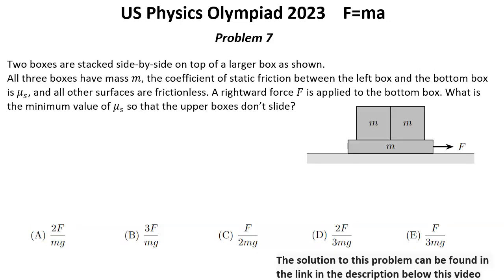Problem number 7. Two boxes are stacked side by side on top of a large box as shown. All three boxes have mass m. The coefficient of static friction between the left box and the bottom box is mu s, and all other surfaces are frictionless. Rightward force F is applied to the bottom box. What is the minimum value of mu s so that the upper boxes don't slide?